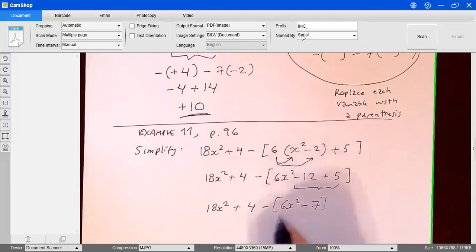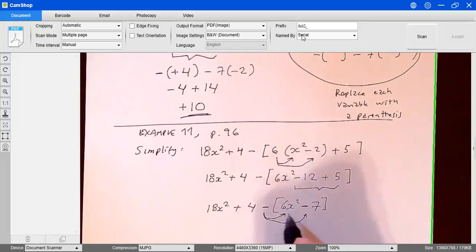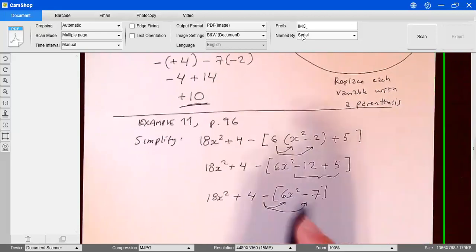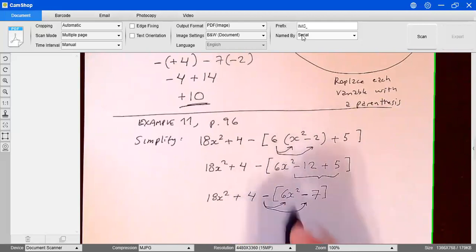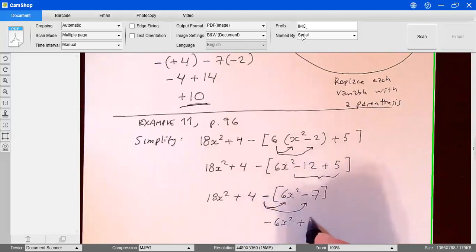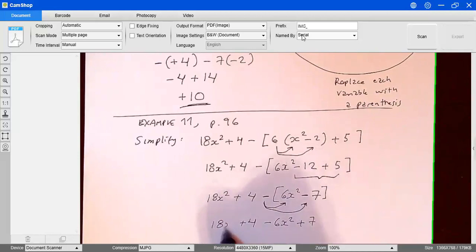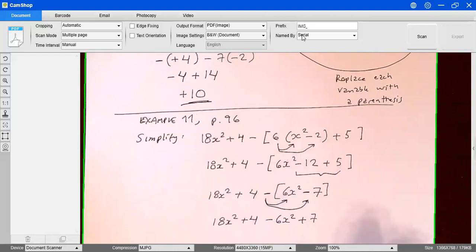Now, we need to remove this square bracket, so we're going to apply the distributive property here. We're going to apply this negative sign over these terms here. So we start: negative times positive is going to be negative 6x squared. Negative times negative is going to be positive 7. And then we end up writing the rest. So we are almost finished with this problem. We look for like terms. So this one and this one are like terms.